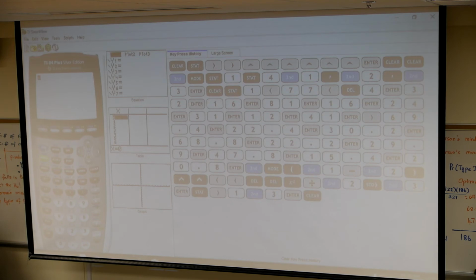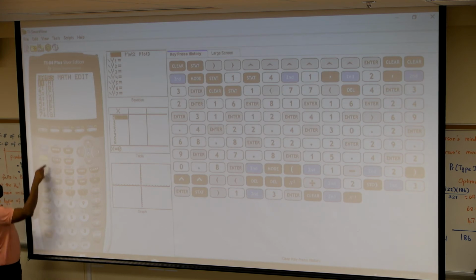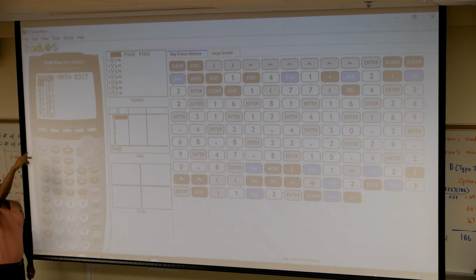Press second, X in this button, second followed by that, and you should see a bunch of letters. Those are names of matrices. Oh, you may say, well, what is a matrix? A matrix is just a table. Easier way to look at it. So what we want to do is edit the matrices.